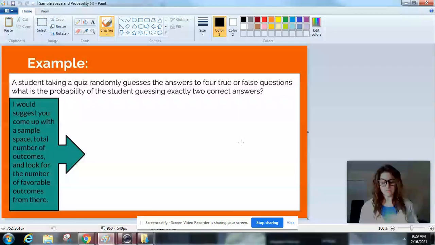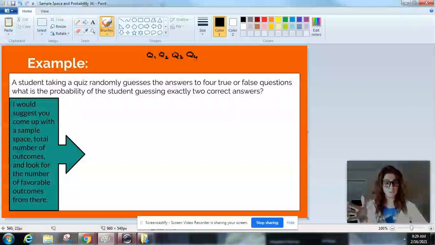So in the first example, we have someone taking a quiz. It is all true and false questions. And we want to figure out the probability of getting exactly 2 correct. There's 4 questions, we want 2 out of the 4. Now, first thing we're going to keep in mind is that there's 4 questions. So we have question 1, question 2, question 3, and question 4. They're all true and false.